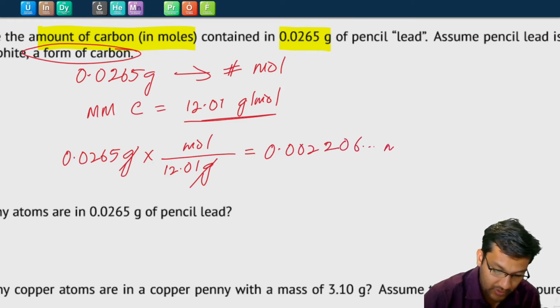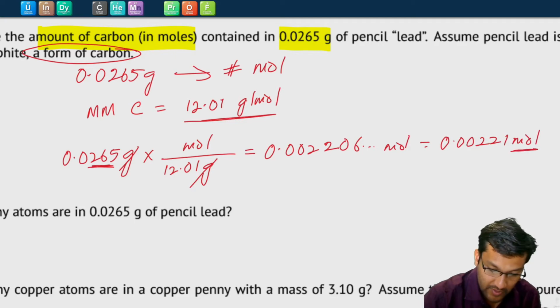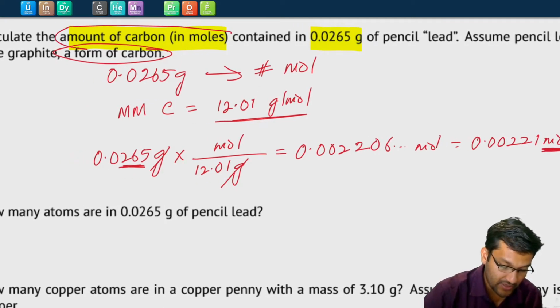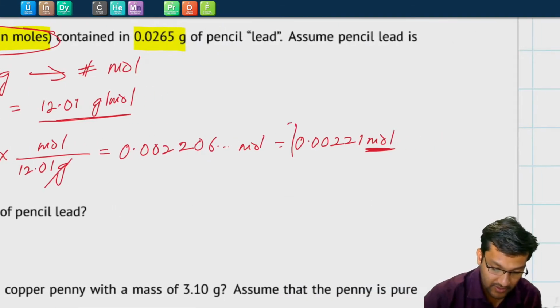0.00206 and so on moles, but we need answers to 3 significant figures, so that becomes 0.00221 moles. Always remember to write your units. In this case, they're asking us for amount in moles, so here is our amount in moles.